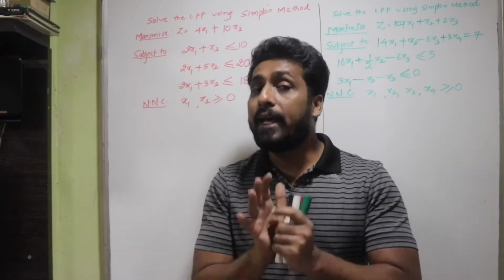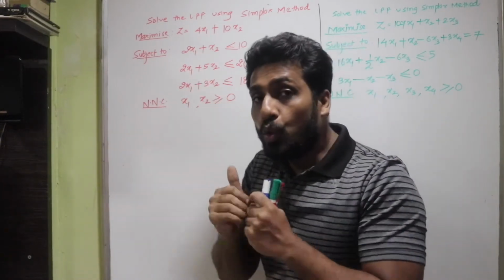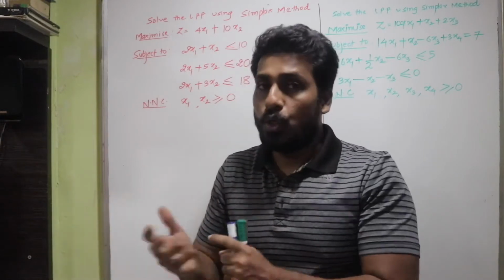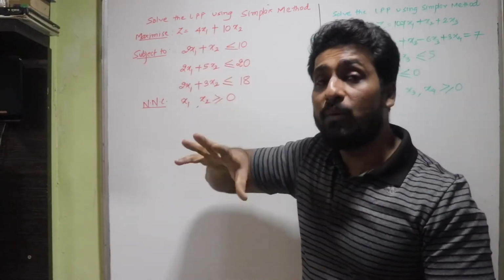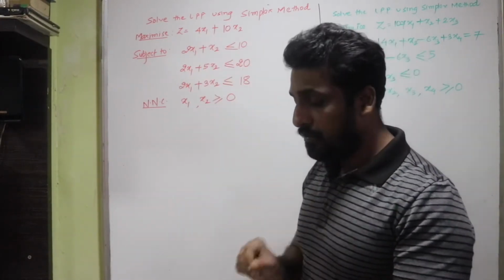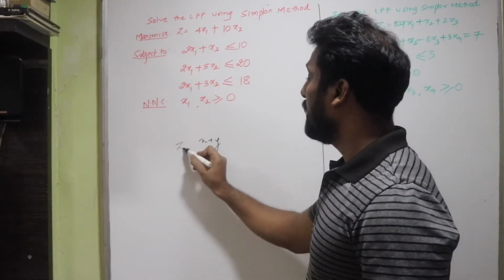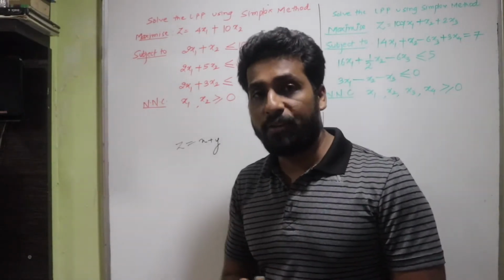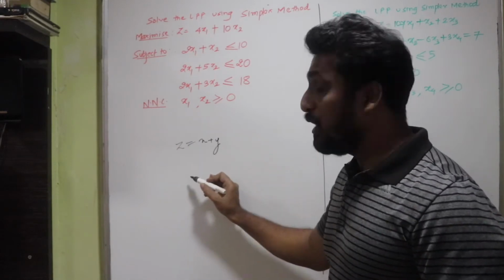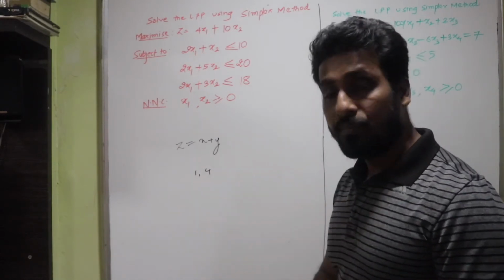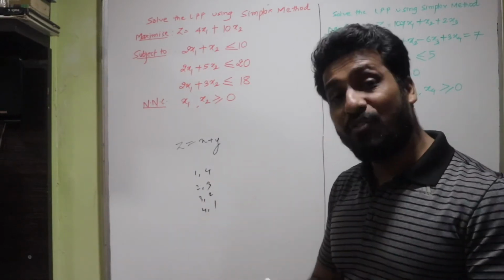But students, there might be a case when, out of the feasible solutions, two points or maybe more points can give us the optimum solution. For instance, let us say z = x + y is my objective function. Now my feasible solutions are, let us say, (1, 4), (2, 3), (3, 2), (4, 1). These are all my feasible solutions.